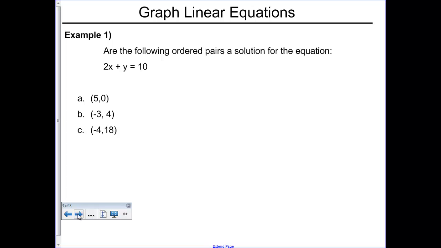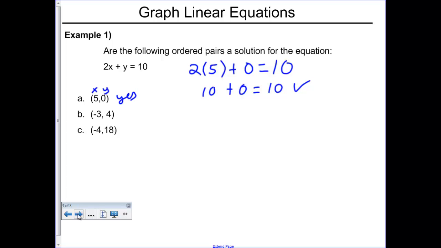Example number 1, are the following ordered pairs a solution for the equation of 2x plus y equals 10? We're going to start with A. This is the x value, this is the y value. So basically what we're going to do is substitute 5 in for x. We're going to substitute 0 in for y and test to see that the left-hand side is equal to 10. So we have 10 plus 0 equals 10. That checks out. Therefore, this is a solution.